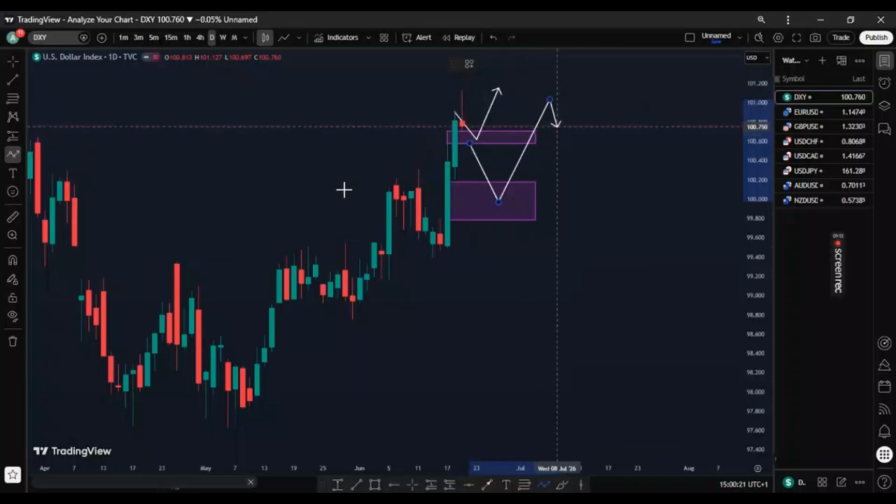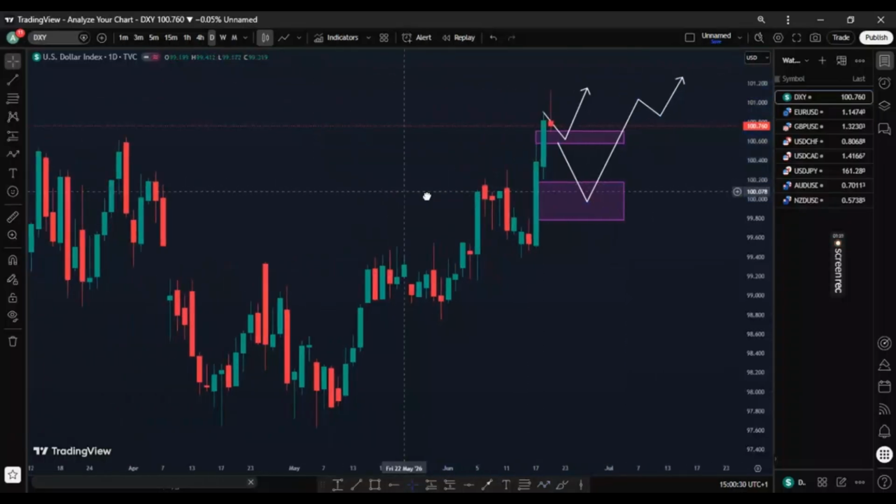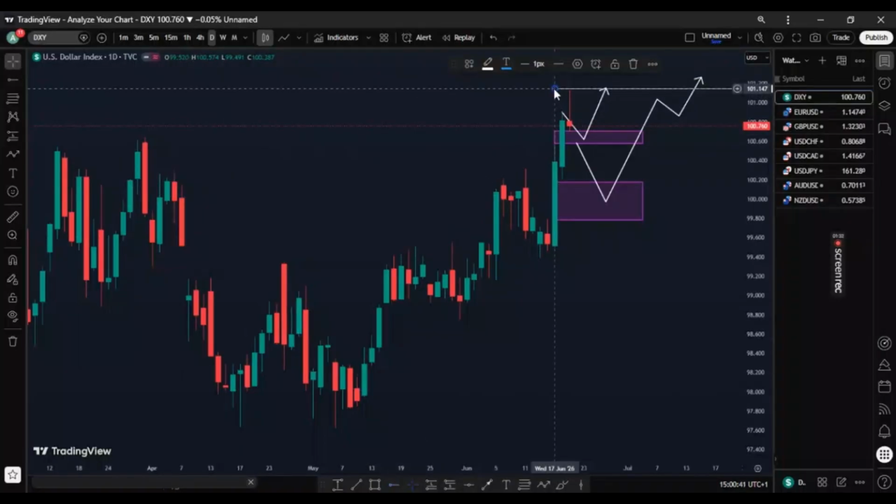And if that is the case, we are going to be targeting old highs and old lows. So where is the target? You can see we've taken out this one already. We've taken out this one. So the first target is going to be this high created here. Right, so this will be my target.